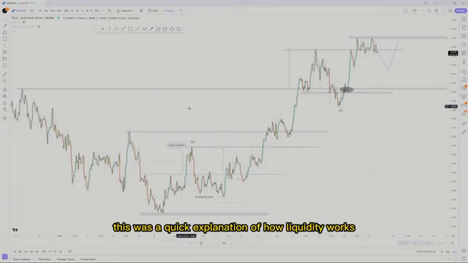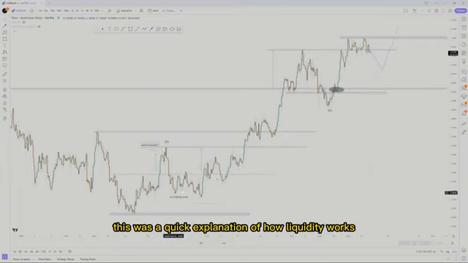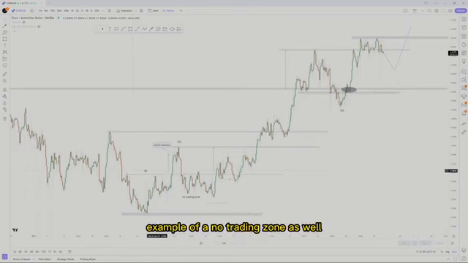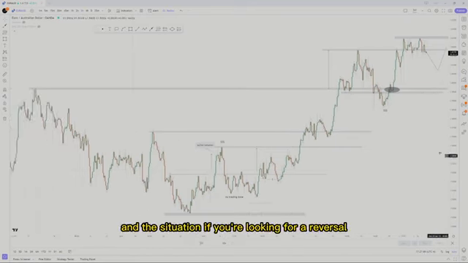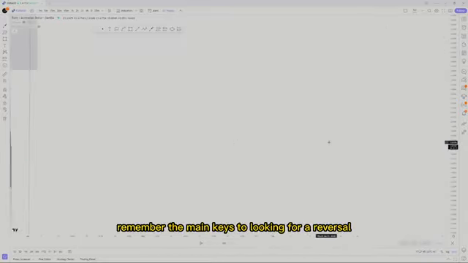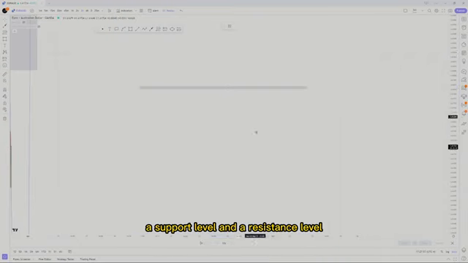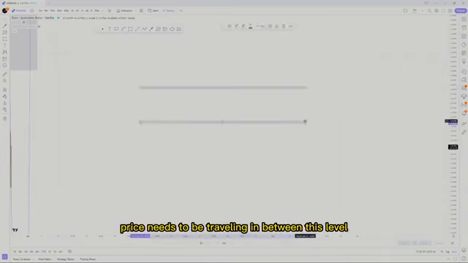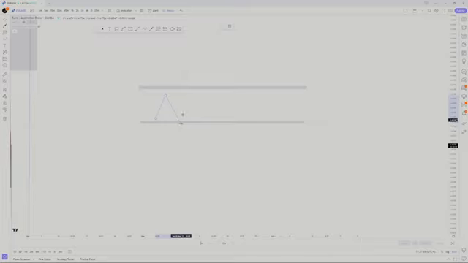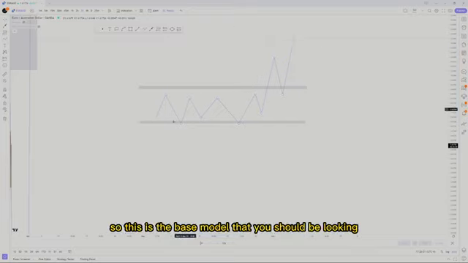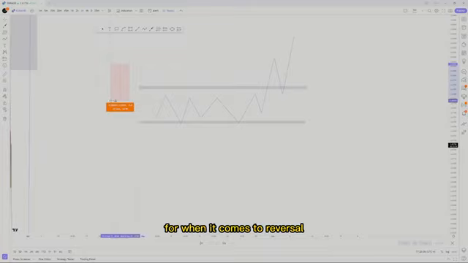Overall, this was a quick explanation of how liquidity works. And then we have an example of a no trading zone as well, and the situation if you're looking for a reversal. Remember, the main keys to looking for a reversal is having, one, a support level and a resistance level. Price needs to be traveling in between this level, and then you'll be looking for your indication, a correction, and then a continuation above. So this is the base model that you should be looking for when it comes to reversal.